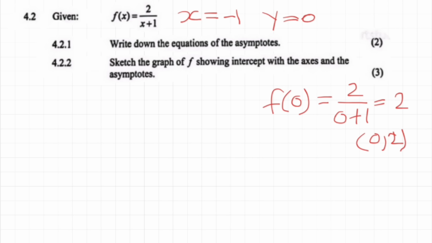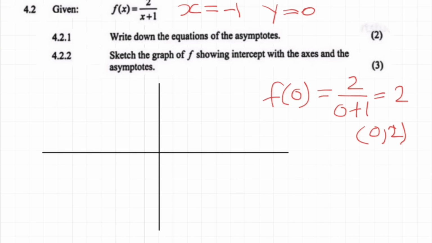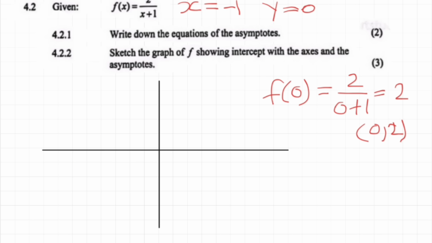Let me just use this one. Just like that. So we can start with our asymptote. Let me just draw the asymptote. The asymptote is from -1, so I can draw it over here. So this is x equals -1. And this is y equals 0.